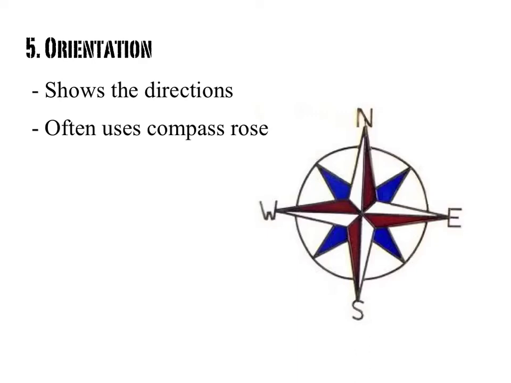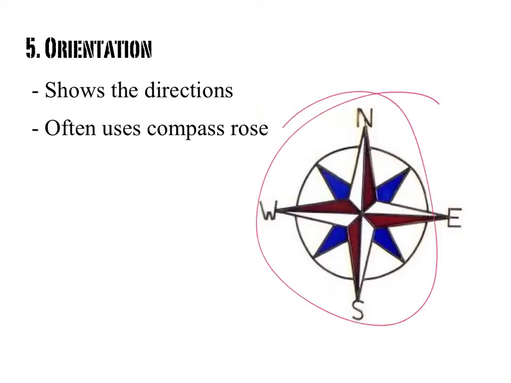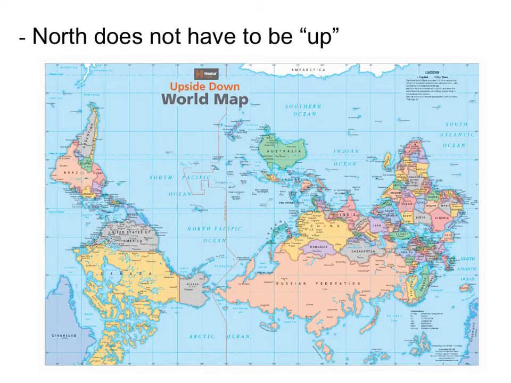It's something you probably are familiar with. It usually uses a compass rose, which is what this thing right here is called. You'll usually have north up, south down, west to the left, east to the right, but that's not always the case. You could just as easily have an upside down world map where you had a compass rose showing south as the top of the map, north as the bottom of the map, west as the right of the map, and east as the left.